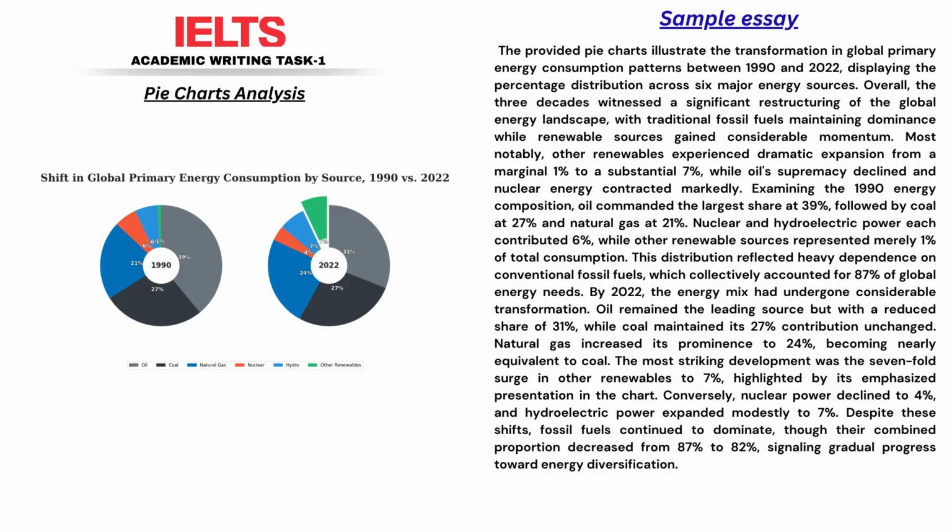The mathematical analysis is particularly impressive. The writer calculates that fossil fuels represented 87% in 1990 and 82% in 2022, then describes this as "signaling gradual progress toward energy diversification." This goes beyond mere reporting to provide meaningful interpretation.